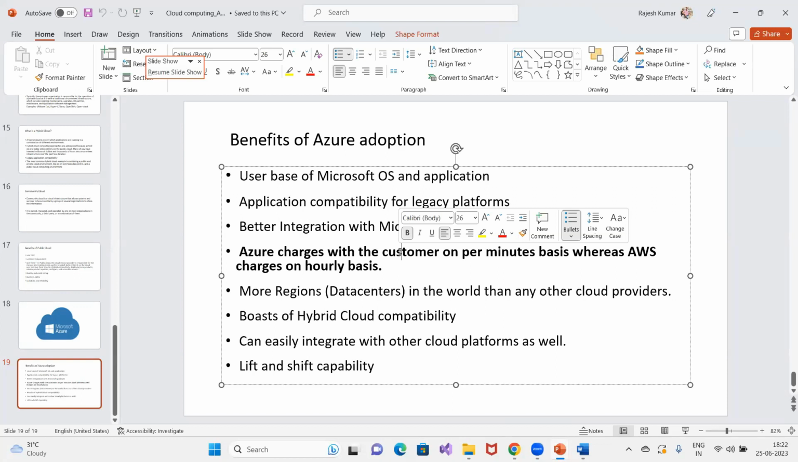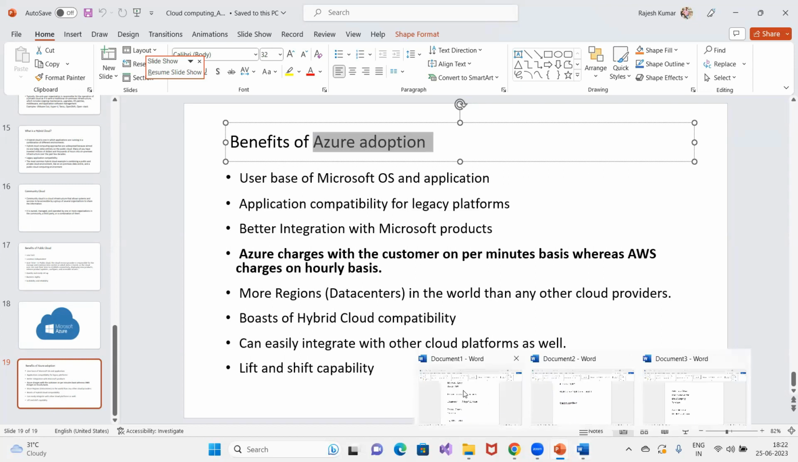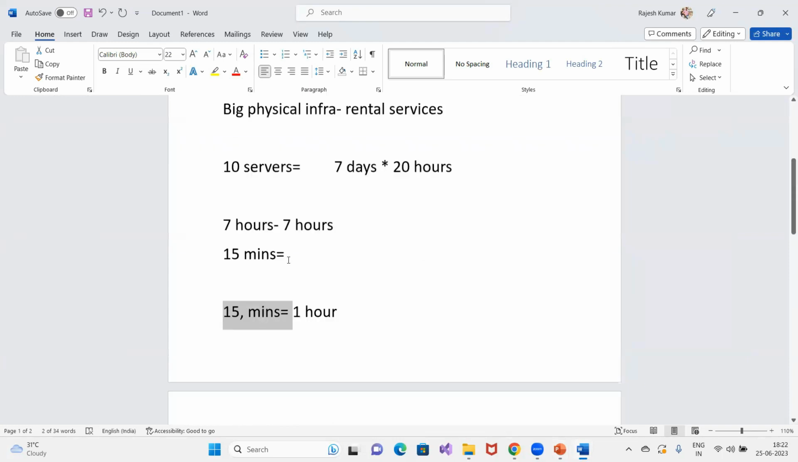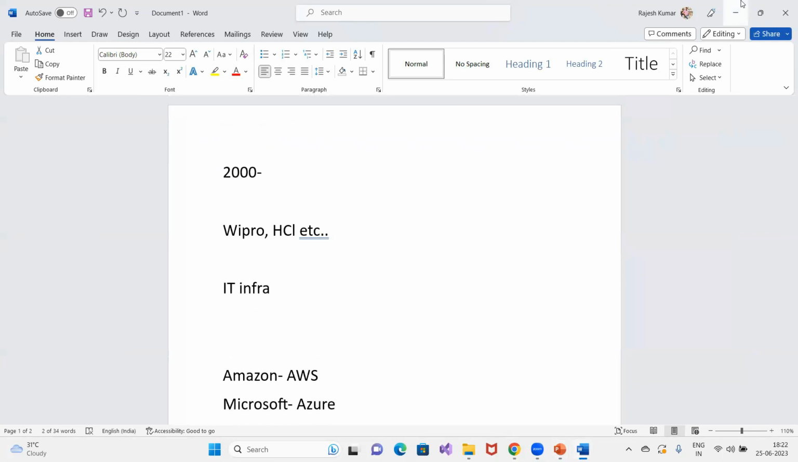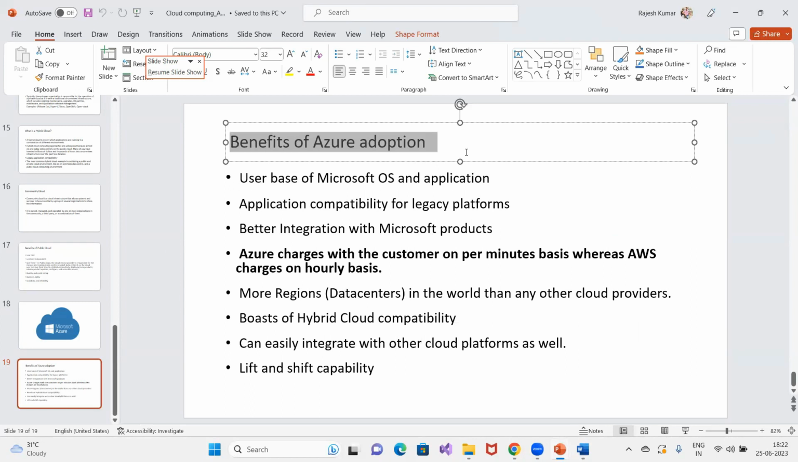So Azure jobs are good in the market. You can easily get them. You don't need to be very expert in the scripting part, in Linux and all. You just need to be very good in the Windows Server platform. You can learn the Azure cloud and you can be an Azure engineer in future. So that's what Azure is all about.